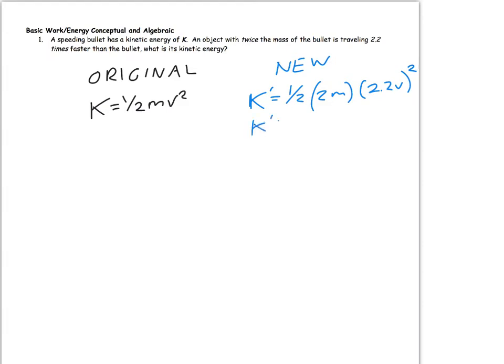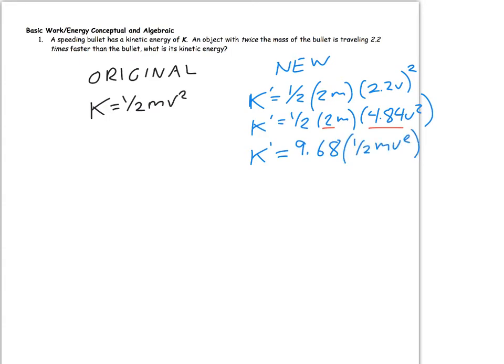We have K prime is equal to 1/2 times 2m times 4.84 v squared. What I'm going to do is pull out these two extra numbers here. Okay, the 1/2 was part of our original equation, but I'm going to pull out those two extra numbers, the 2 and the 4.84, and multiply them together. And so I get that K prime is 9.68 times 1/2 mv squared, which was our original kinetic energy, which means that my new kinetic energy is 9.68 K.